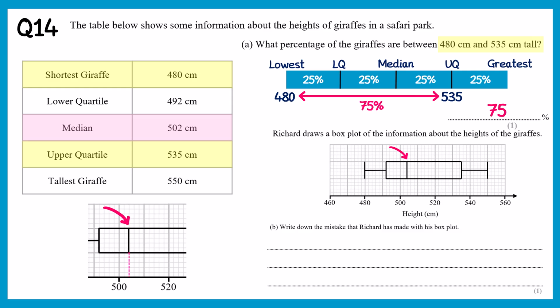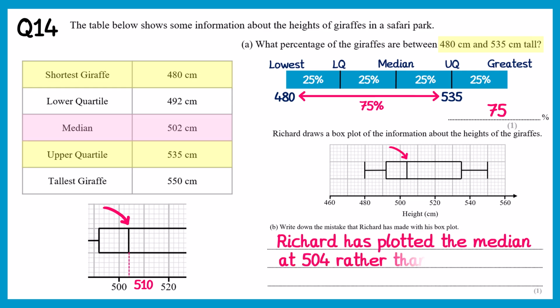Halfway in between 500 and 520 is 510. This means there are 5 small squares in between 500 and 510, which means each of those squares will represent 2. So since we're 2 squares past 500, we're actually at 504. So we could say that Richard has plotted the median at 504 rather than 502.